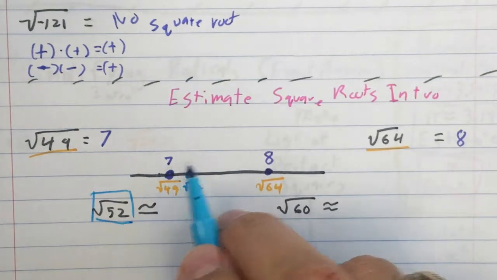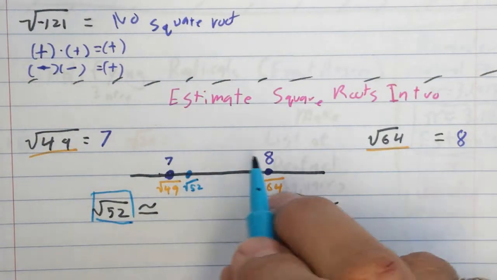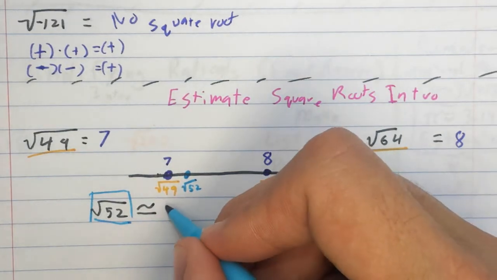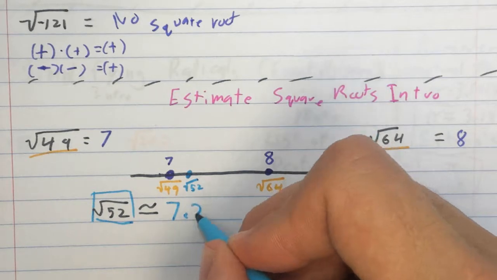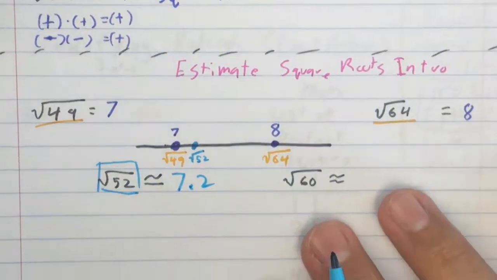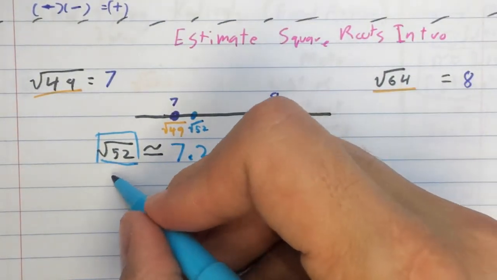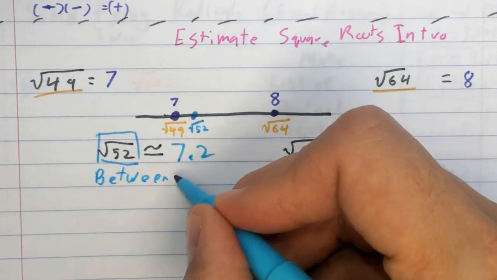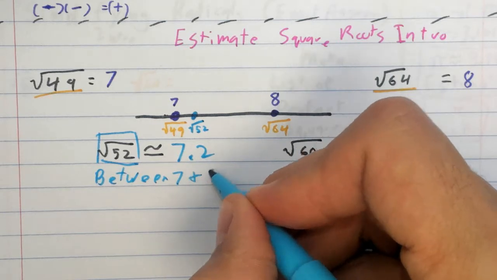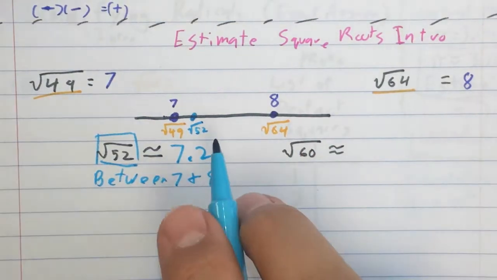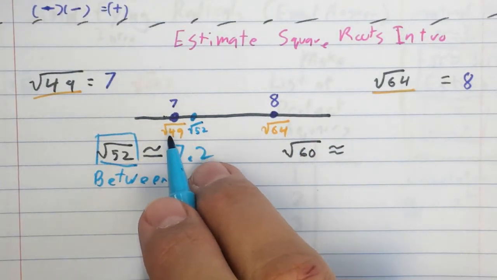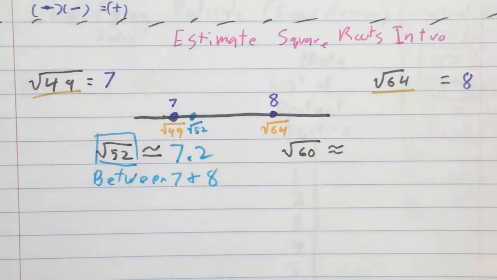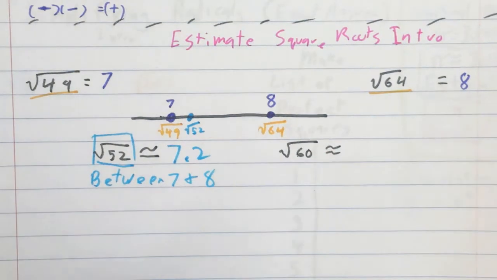So if I was looking at my numbers that I'm used to seeing, my integers here, it would fall somewhere pretty close to 7. So this could be something like 7.2. At the very least, you could say the square root of 52 is between 7 and 8. But by looking at how close the number is to 49, we're going to assume it's a lot closer to 7.